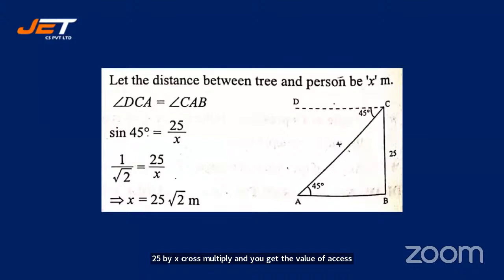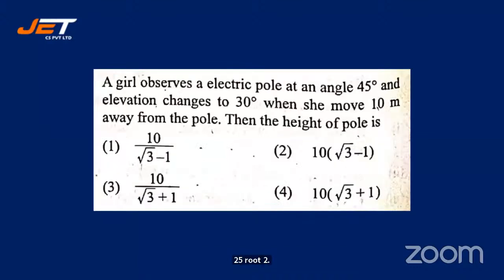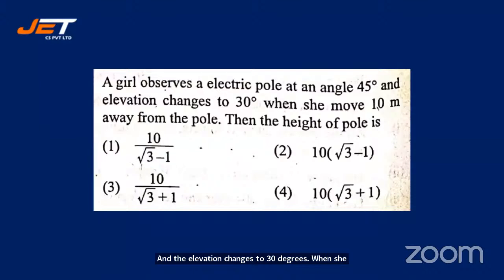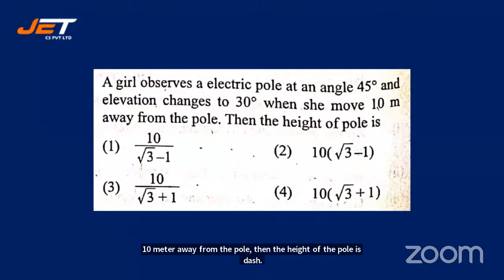All right. Excellent to those who gave me the right answer. See the next question. A girl observes the electric pole at an angle of 45 degrees and the elevation changes to 30 degrees when she moves 10 meters away from the pole. Then the height of the pole is dash. All right. So please try to work it out and give me the answer.